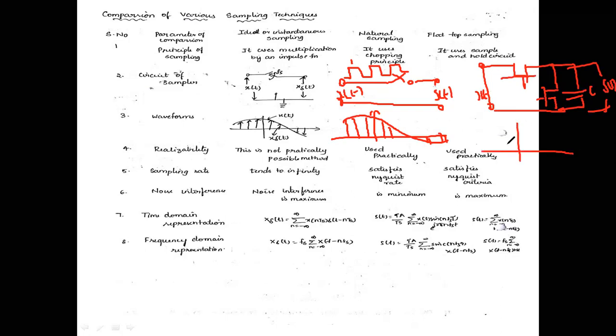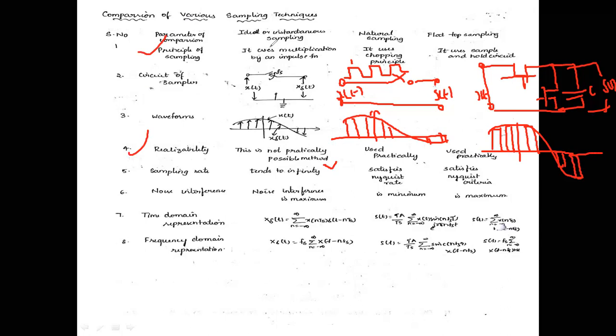And now, not the circuit diagram, the characteristics. There is a flat top, after combining with the original signal x of t. Following, my students, what is the realizability here? It is not a practically possible method. It's very important, and these 2 points, my dear students.